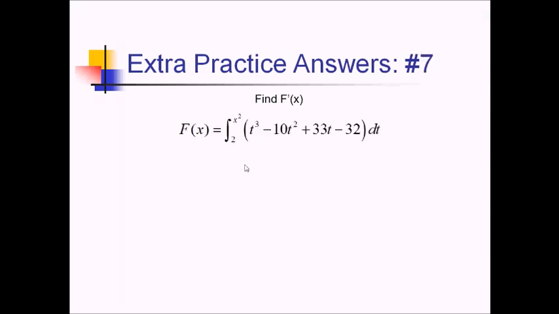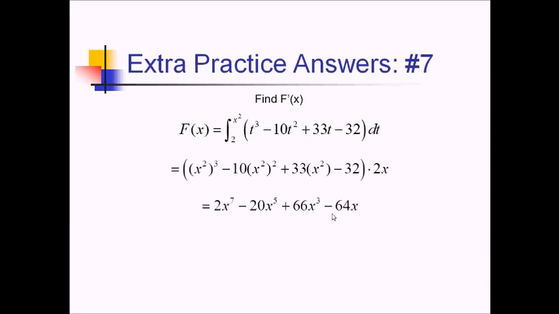For this one, we're trying to take the derivative of this integral, so we're going to plug our upper limit of x squared in for all the t's, and then multiply by the tail of 2x. So we'll have x squared to the 3rd minus 10x squared, squared, plus 33x squared minus 32. Again, all times that tail of 2x. And now if we wanted to clean this up, this is x to the 6th times 2x, so 2x to the 7th. This will be minus 20x to the 5th plus 66x to the 3rd, and this will be minus 64x.